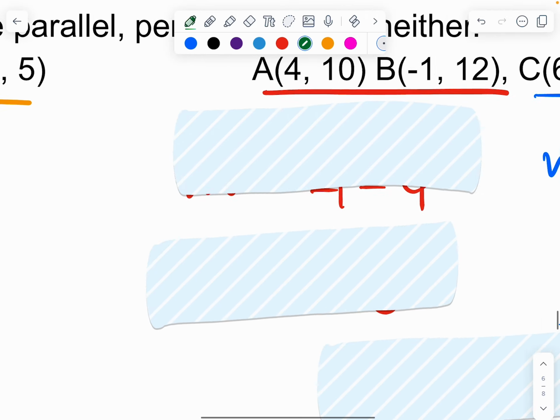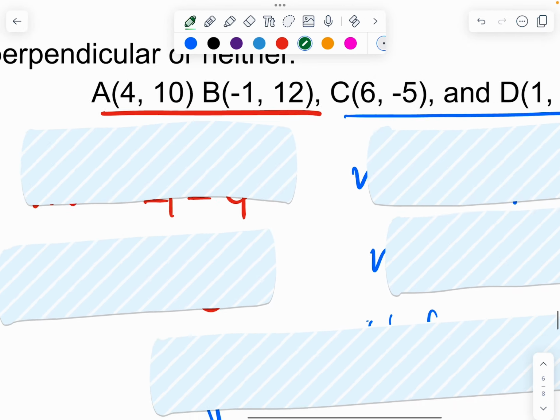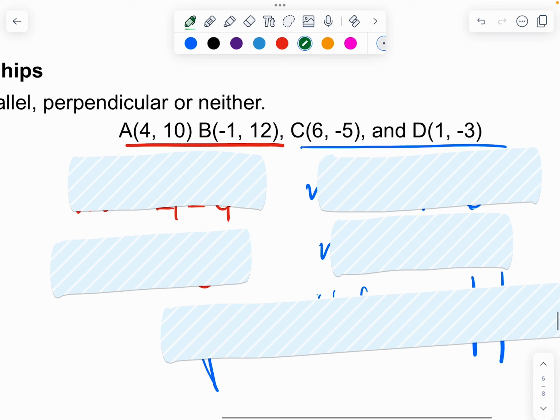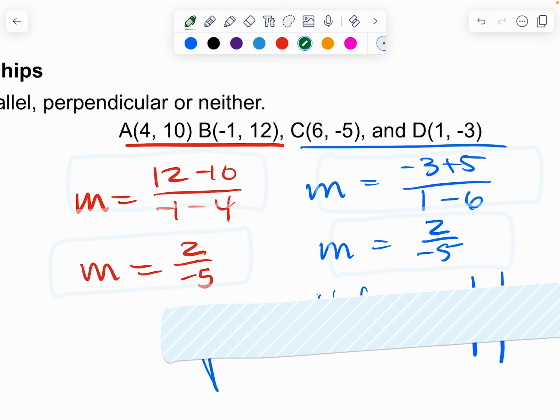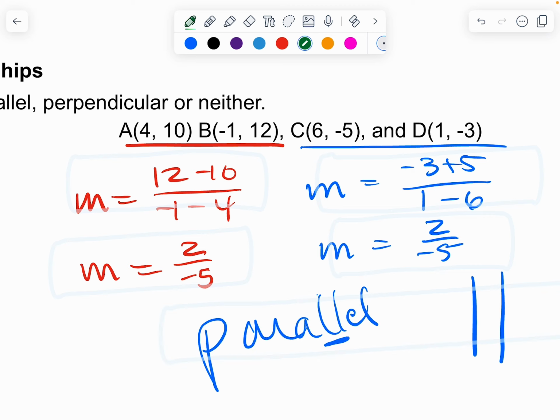Okay, so you're going to do the same thing. You're going to find the slope of each one of them. Pause the video. Okay, so AB, I found that my slope was negative 2/5. My CD, I found my slope is negative 2/5. So that means my lines are parallel.